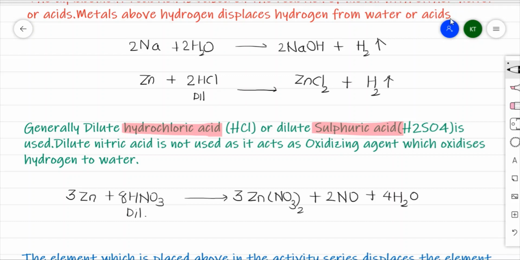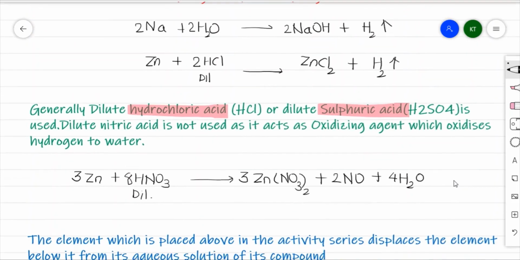Now, if you look at the above reactions, zinc reacted with dilute HCl gave ZnCl2 plus H2. But the same zinc metal, when reacted with dilute HNO3, doesn't give hydrogen. I get water as a product. That's why we generally do not employ nitric acid to study this reaction.